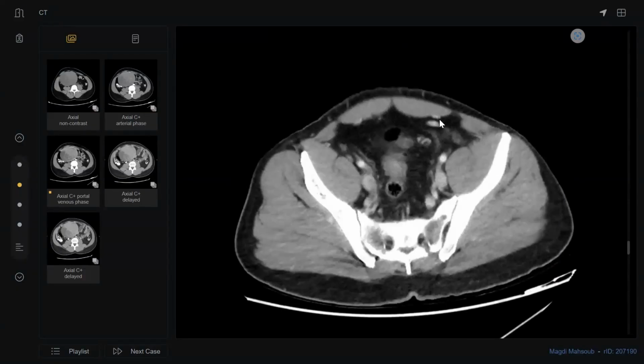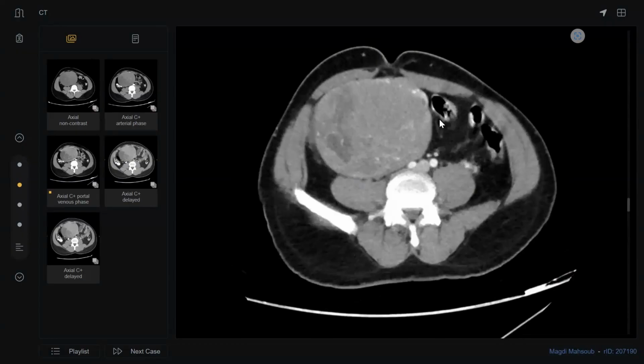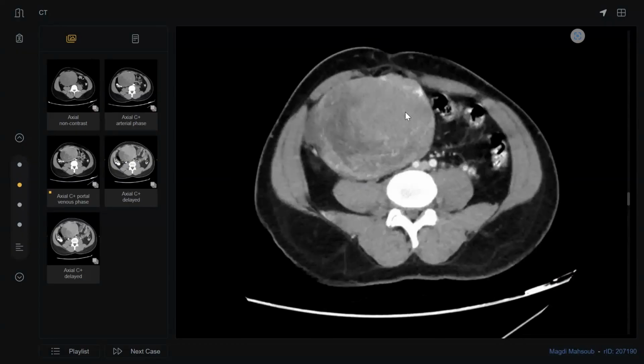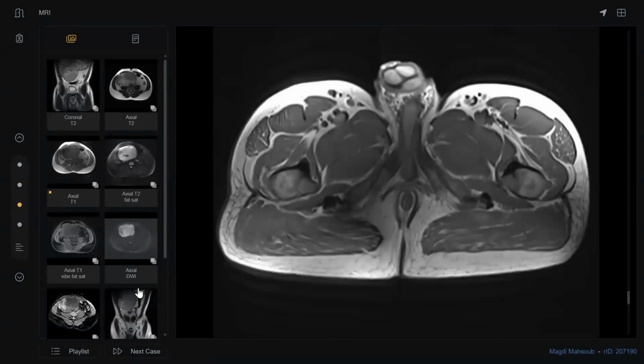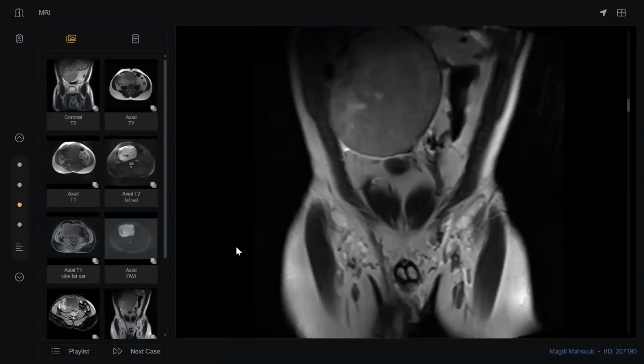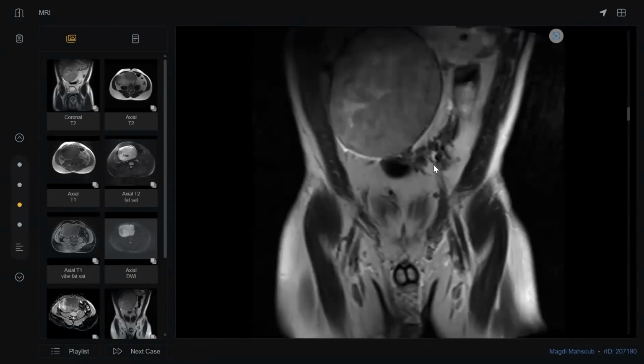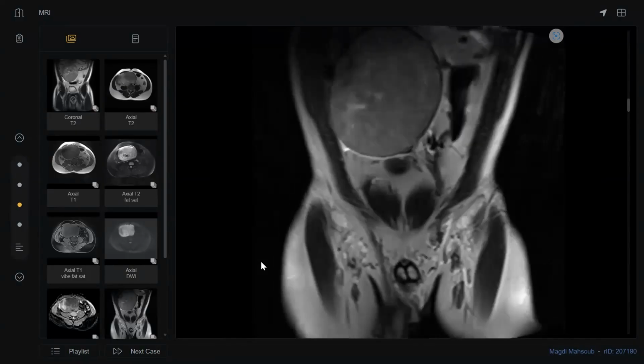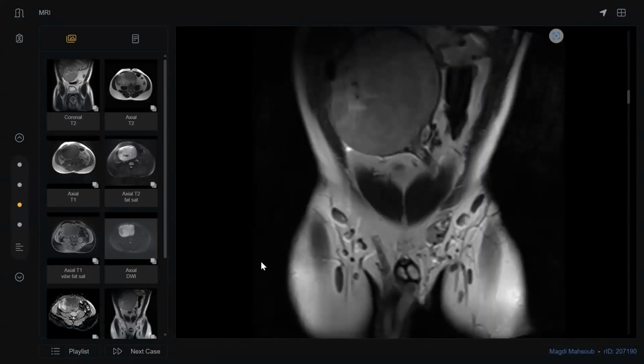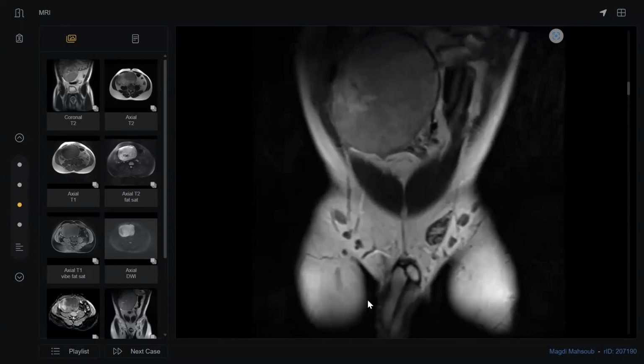Okay, my colleagues. So this is the seminoma, large seminoma of undescended testis. This one of the left side. In the MRI, much better. Here, look here, my colleagues. This is the lesion. Look here at this cord, see? Just go down here. Here at this side.